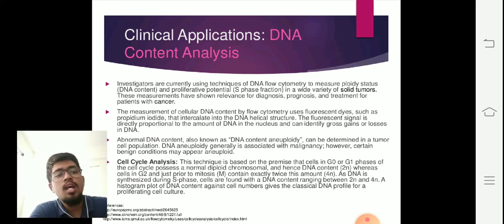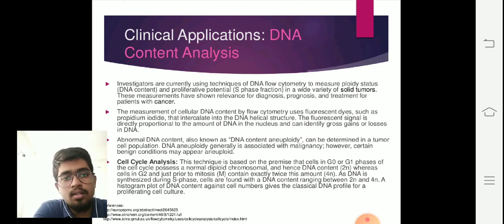However, certain benign cancer cells may also appear aneuploid. There is a possibility that benign cancer cells may fall into the category of DNA aneuploid or become aneuploid at a particular point in time, but generally they don't go through that process. But malignant cells definitely go through this; they are in the aneuploidy condition.